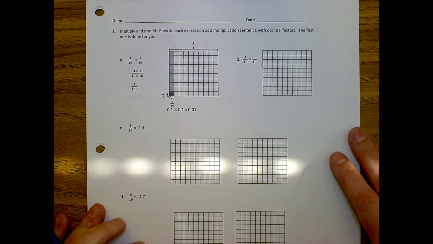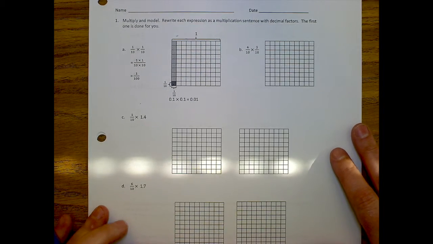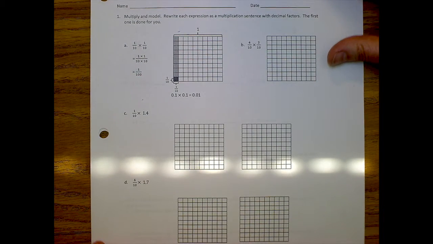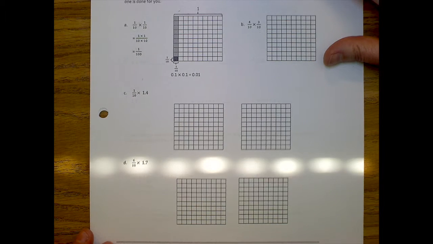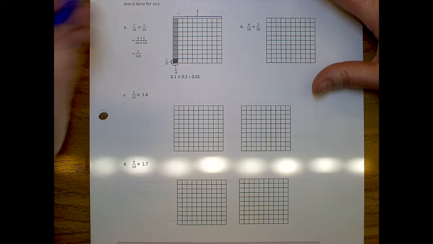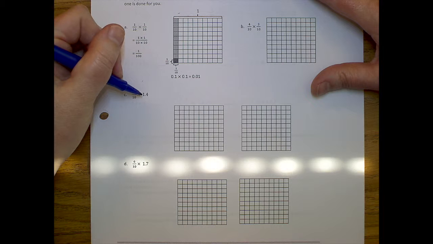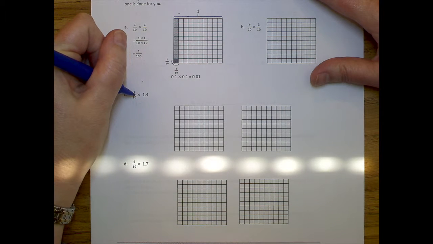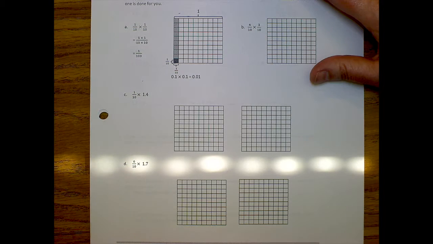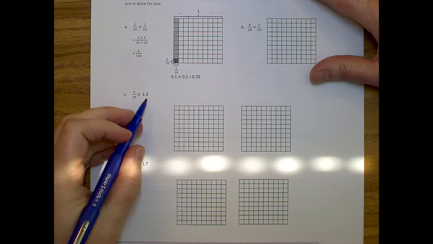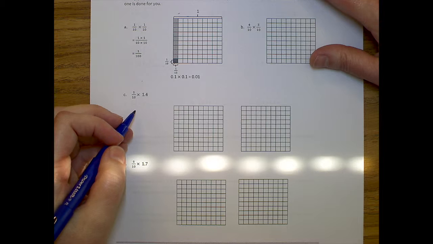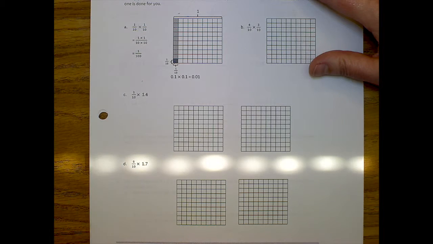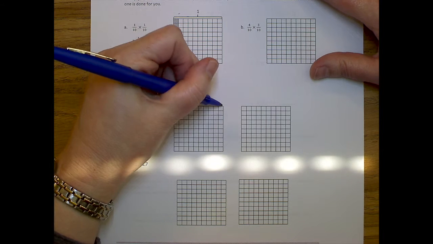So let's go down to this one. I'm going to skip that B for right now because I'm not sure. Sometimes the modeling thing I'm confused on as well. 1 4/10. We have 1/10. What's another way of saying this? Times. What's another word I can use? Of. 1/10 of 1 4/10. So what am I going to start with? 1 4/10. Yes.